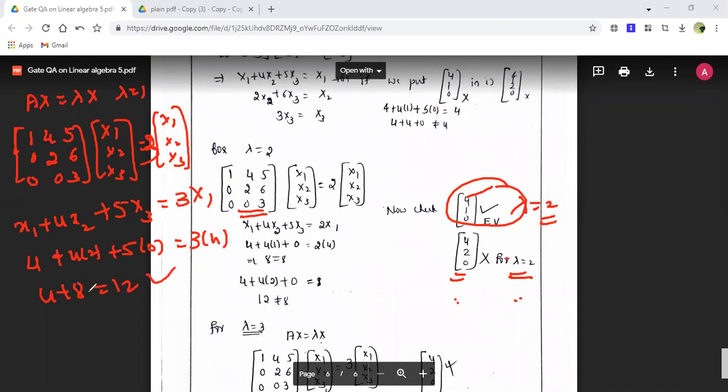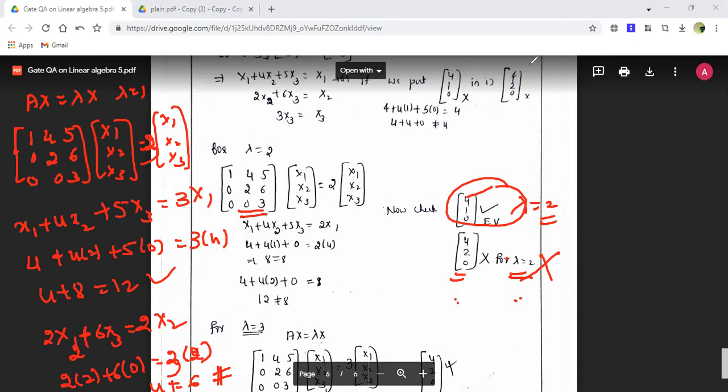So don't decide only with the first equation. Let's check with the second equation. The second equation is 2x2 plus 6x3 is equal to 2x2. If I substitute, 2 into 2 here plus 6 into 0 is equal to 2 into x2, that is 2. So again, just check what we'll get. Here it is 3, so it is 4 is equal to 6. Again, this is not valid. That implies 4, 2, 0 is not an eigenvector.